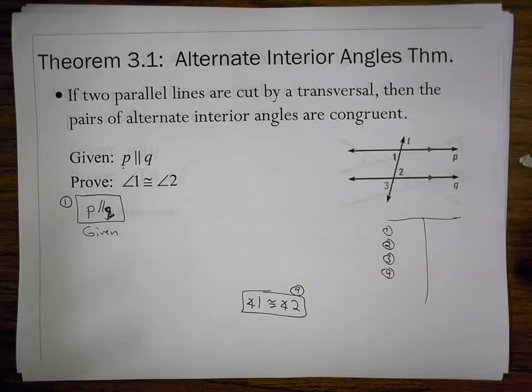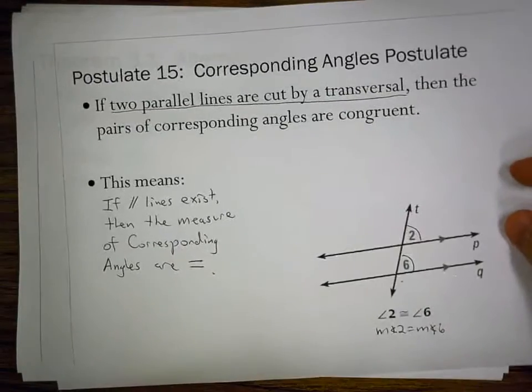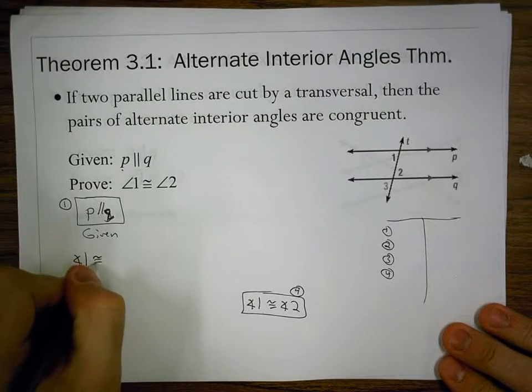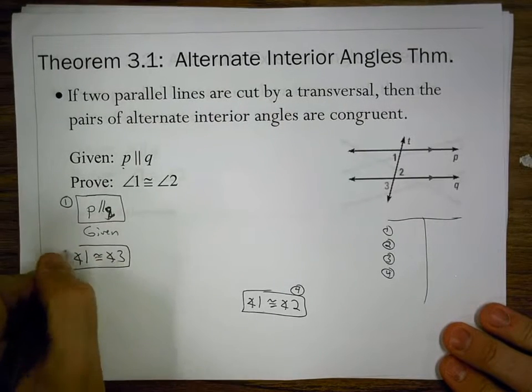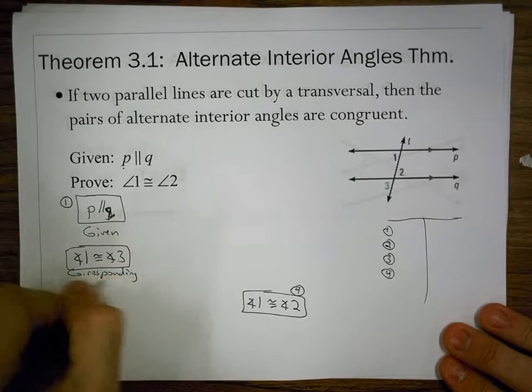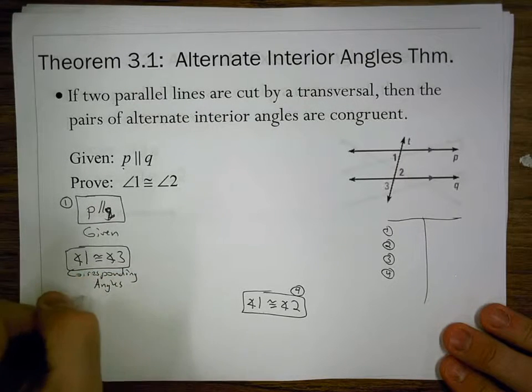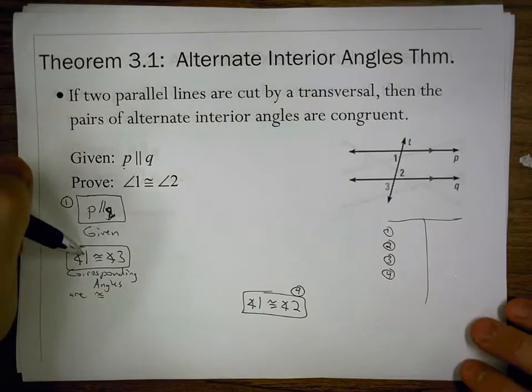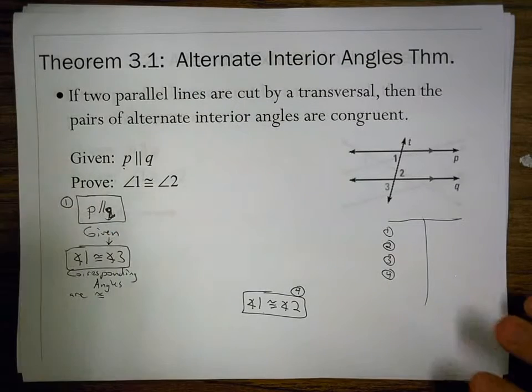Now I can't say because they're alternate interior angles they're congruent. That's what I'm trying to prove. So we have to use what we already know to bring into that proof. Well, what we already know, we just talked about. Corresponding angles are congruent. We look at our diagram. We have angle 1 is congruent to angle 3 because they are corresponding angles. Okay, now, those are congruent. We get that from being parallel.